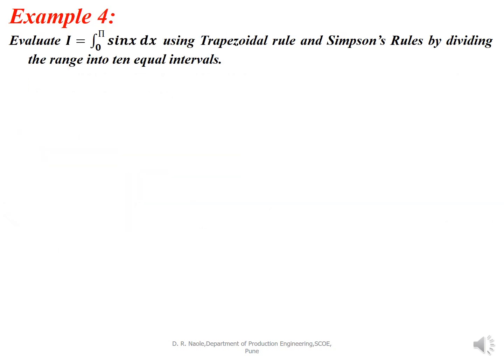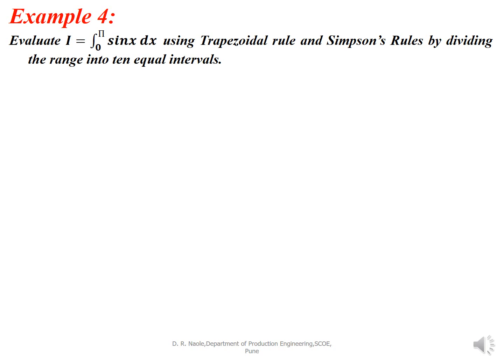Let us go to the fourth problem, where we need to find out the integration of sin x dx. The limits are 0 to pi, and here we are told to use trapezoidal rule and Simpson's rule by dividing the range into 10 equal intervals. Out of Simpson's rules, only Simpson's 1/3 rule can be used here, as the number of intervals is 10, that is even, and it's not divisible by 3, so Simpson's 3/8 rule cannot be used.